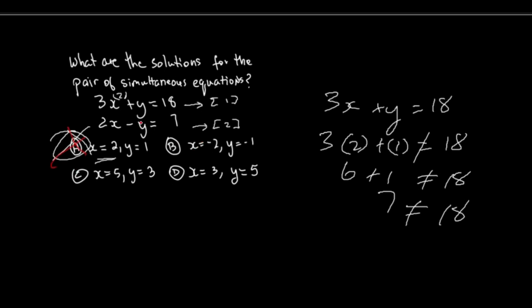What if you try B? So you'd have 3 times negative 2. Let's try these options. So x equals negative 2. So 3 times negative 2 plus the y value of negative 1. Will that give me 18? Look at these numbers. Definitely not. 3 times 2 is 6, so it would be negative 6, and adding the negative is minus 1. So definitely you cannot get 18 with this. This is definitely out as well.